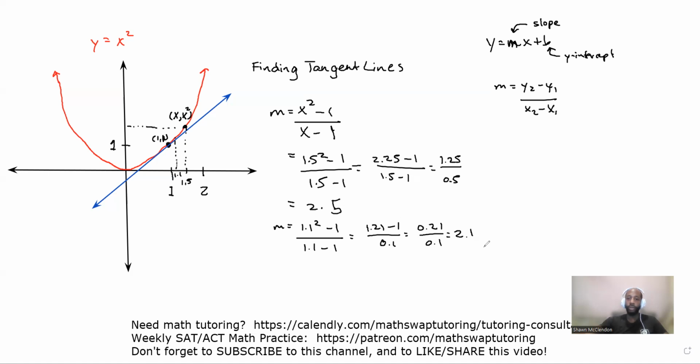This is 2.1. Now, if you get a few more points closer and closer to your tangent point, without being equal to the tangent point, of course, then what you'll notice is as you get closer and closer to x, the tangent point, the slope gets closer and closer to 2.